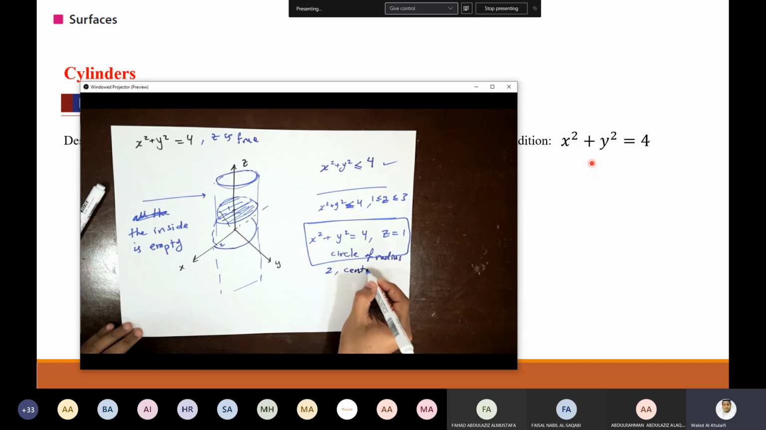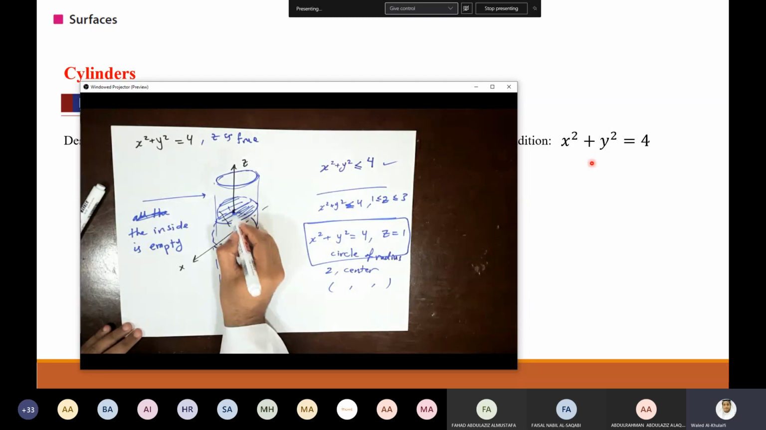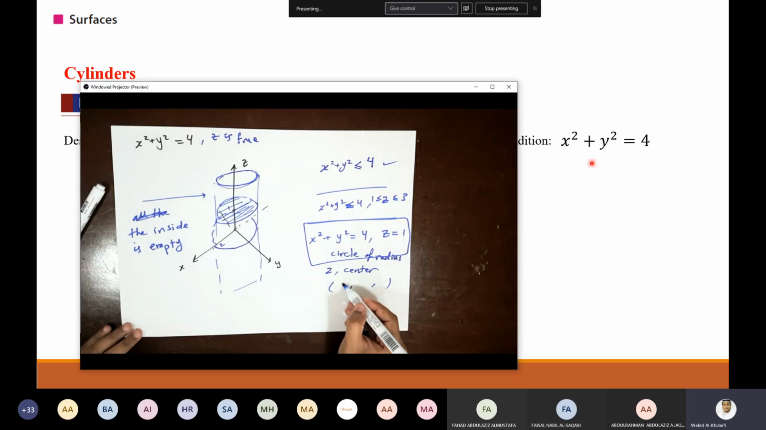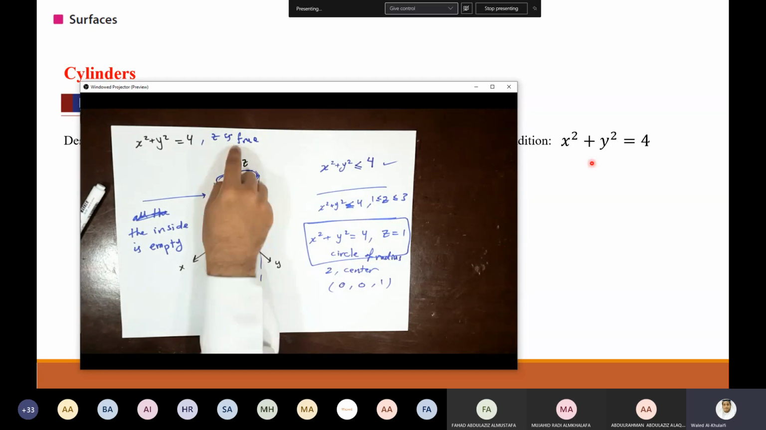What will be the center? Who can give me the center? What is the x coordinate? This point, for example. What is the center? 0, 0, 1. Very good. Center 0, 0, 1. Or the center will be on the z axis.